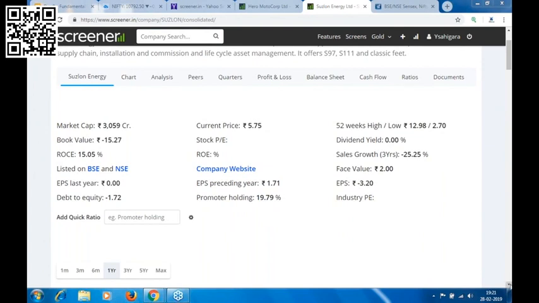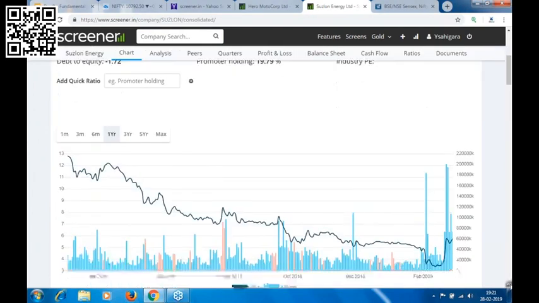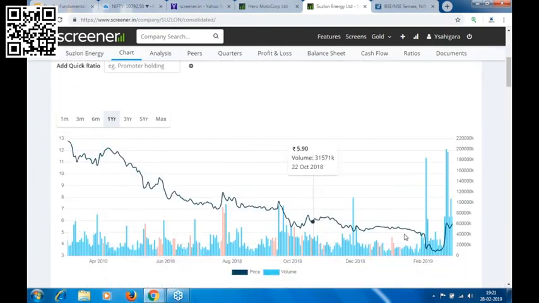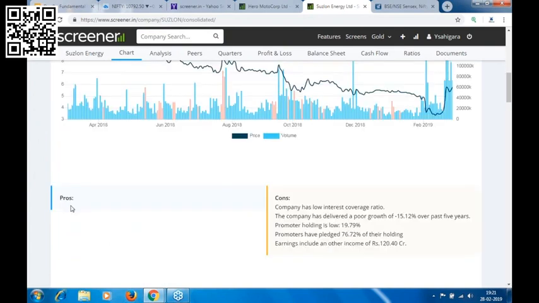Now let's look at the cons. See the graph, this is the 1 year graph, and you can see the company is in a continuous downtrend. No pros, the company has got no pros at all. The company has a low interest coverage ratio. The company has delivered a poor growth of 15.12% over the past 5 years.